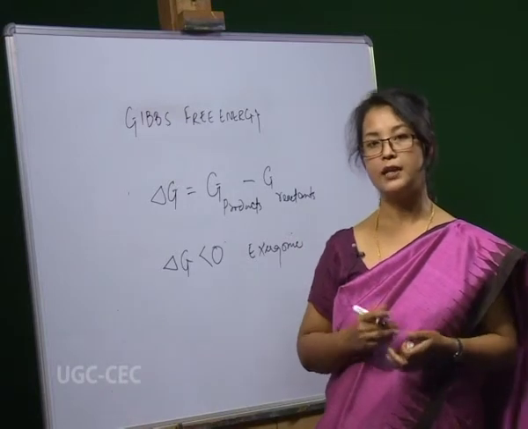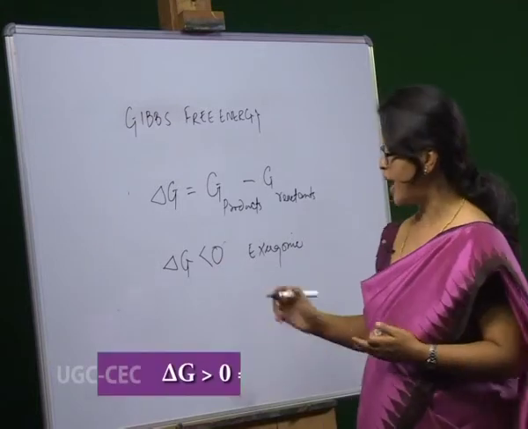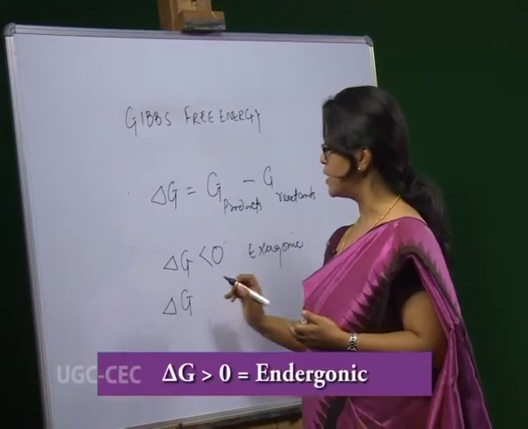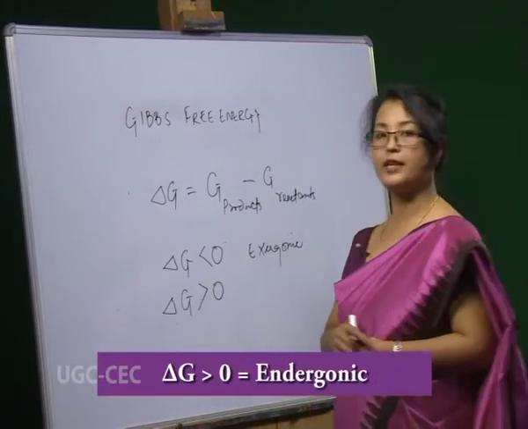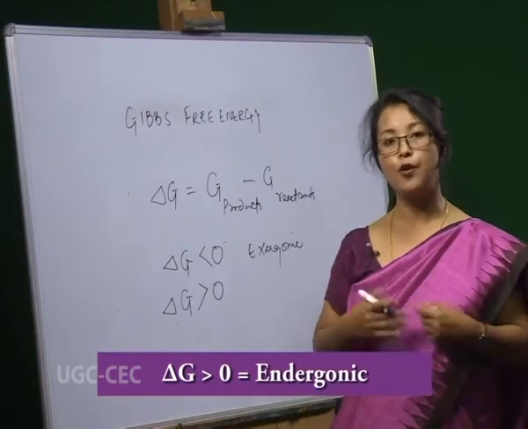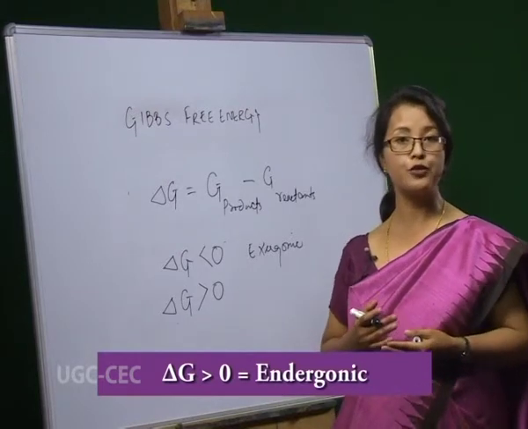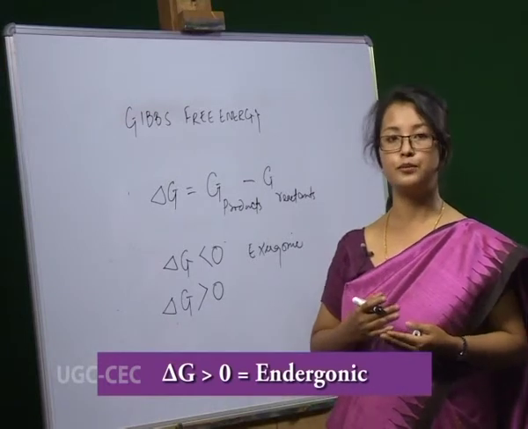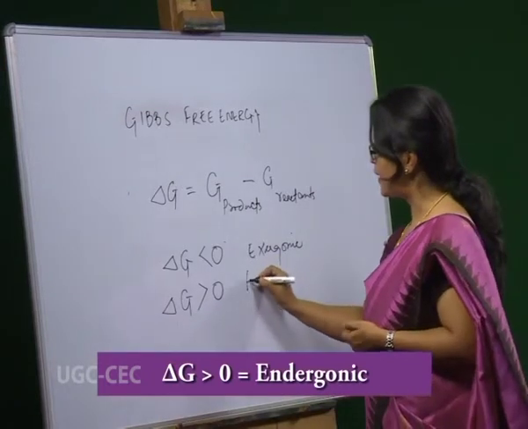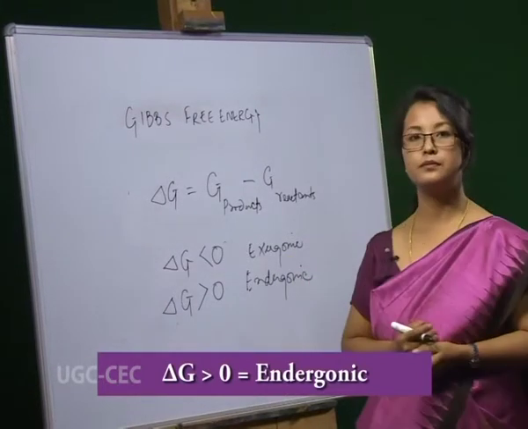Secondly, in endergonic reactions, the system gains free energy and the free energy change is said to be positive, which is greater than 0. That is, the forward reaction will not occur spontaneously. Energy will have to be added to the system in order to force the reactants to become products. So this is an endergonic reaction.